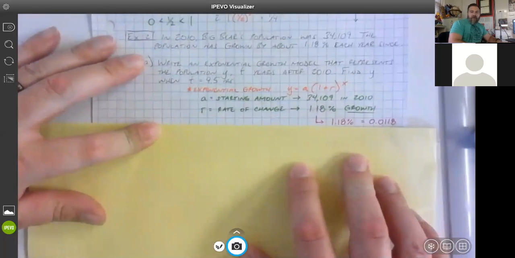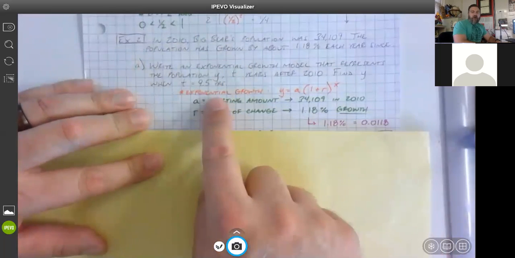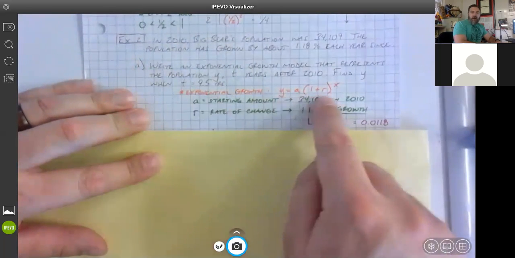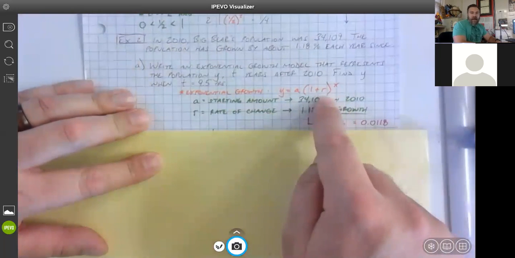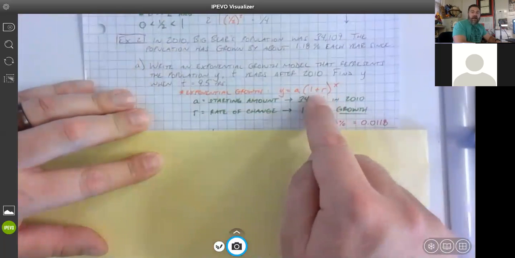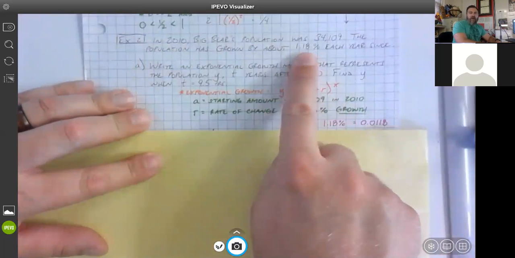All right, so there's our problem. And we're asked to write an exponential growth equation. So I'm going to use this model right here. And the reason I chose this as opposed to a times b to the x, technically this is still a times b to the x. B is just broken up into this rate right now. The reason I'm using that is actually because of this fact right here.